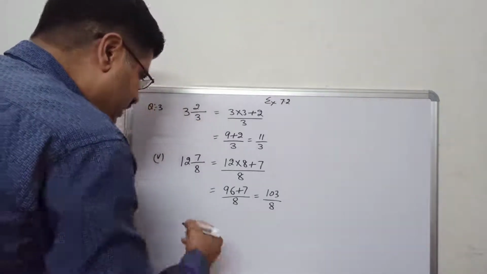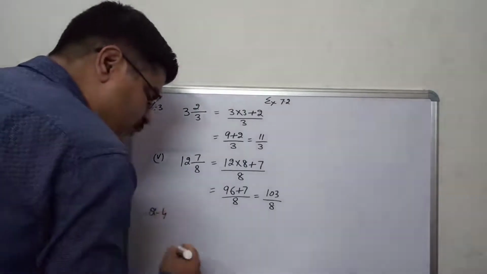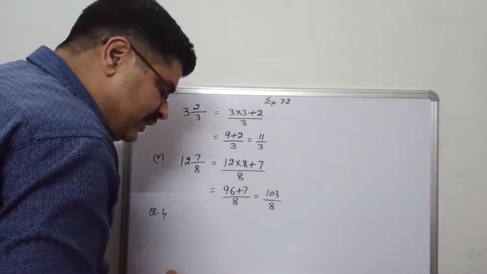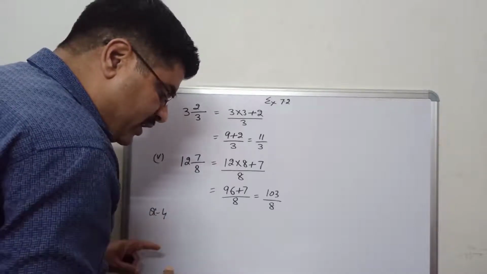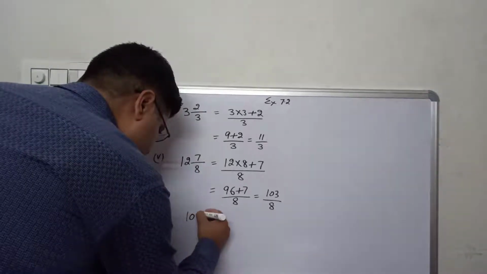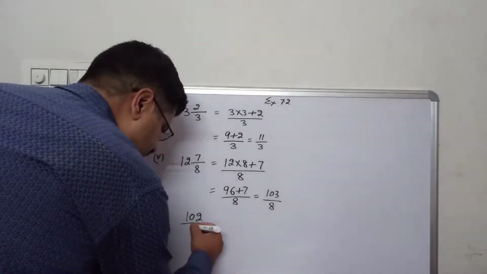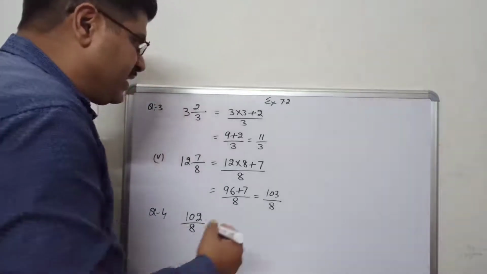After this, question number 4. Let us take a few parts of question number 4. It is an improper fraction and you have to convert it into a mixed fraction. So it is 102 upon 8. So what will we do? First of all, we will divide 102 by 8.